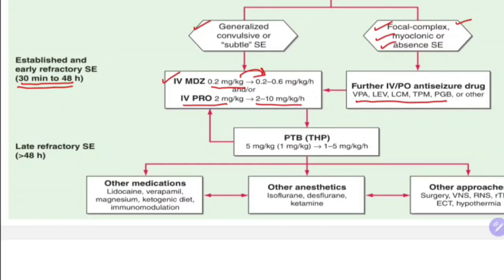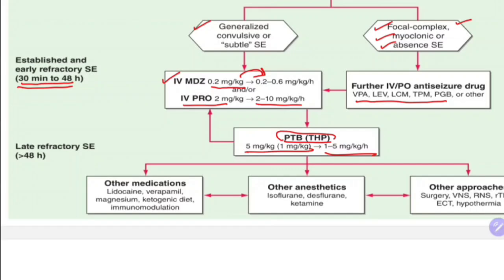Next, even then if the seizure is not controlled, we are going to settle the brain now, by giving pentobarbital or thiopentone sodium, 5 mg per kg, or 1 mg per kg as the starting dose, and it should be converted to an infusion of 1 to 5 mg per kg per hour. This is the barbiturate coma. The patient is in a comatose state now.